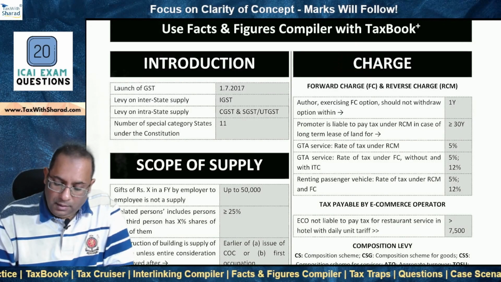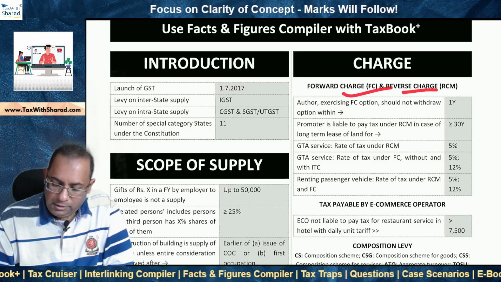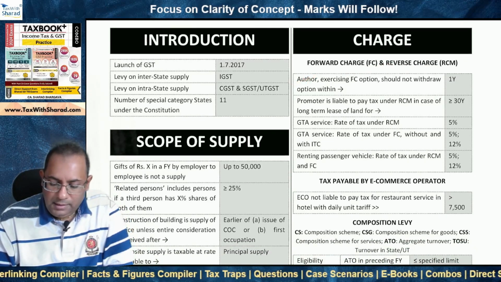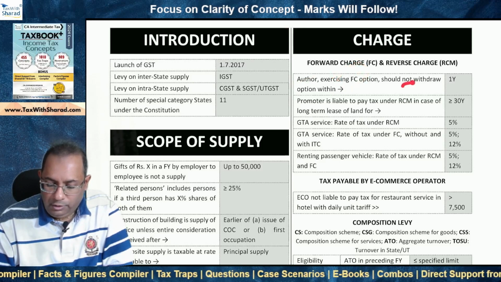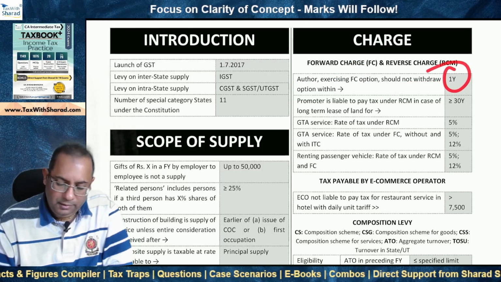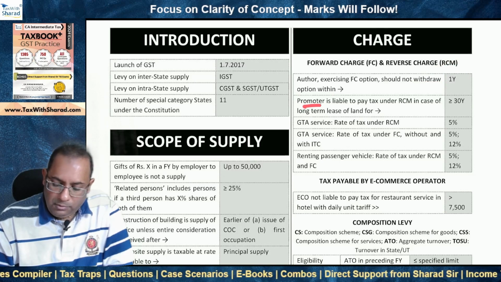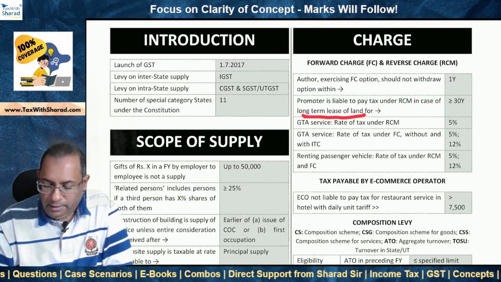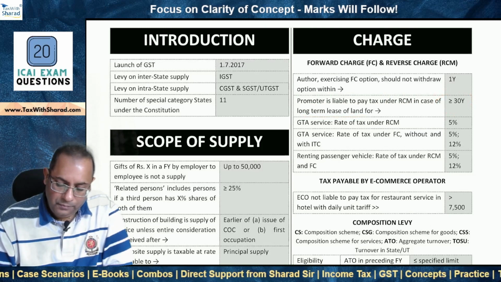Charge of tax. Under forward charge and reverse charge, FC and RCM. In case of an author who is exercising the forward charge option, he should not withdraw the option within a period of 1 year. In case of a promoter, it is liable to pay tax under RCM in case of long-term lease of land which is for 30 years or more.